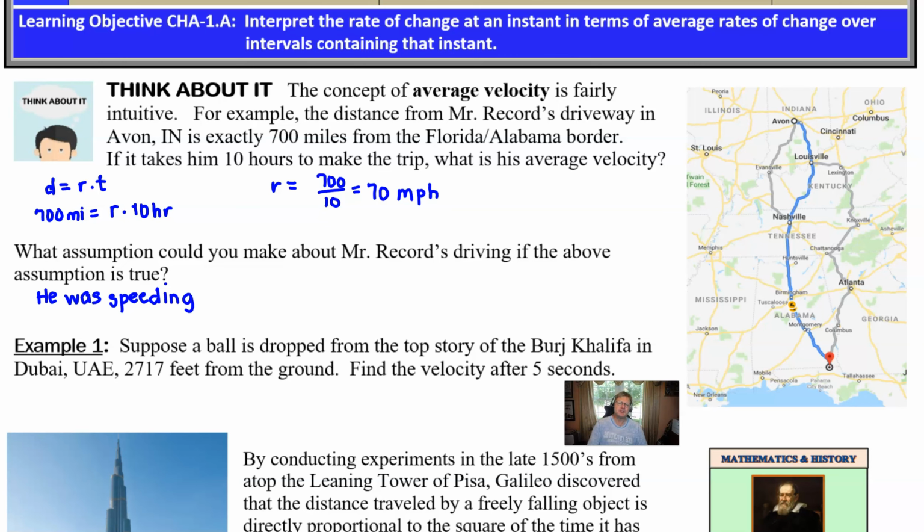And that building is 2,717 feet from the ground, where we're going to be climbing and then dropping the ball. The question asks to find the velocity after 5 seconds. And what that means is finding the velocity of that ball as it's falling, right, snap freeze time at the 5 seconds. That's the secret power that we're talking about.